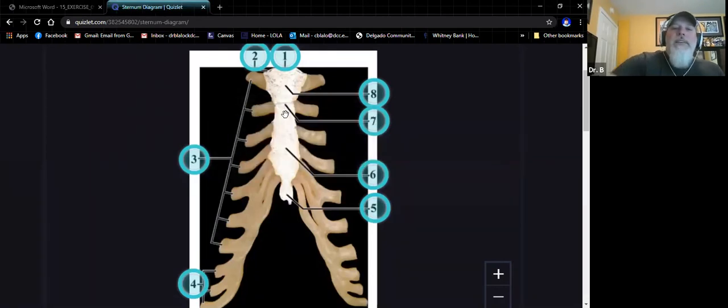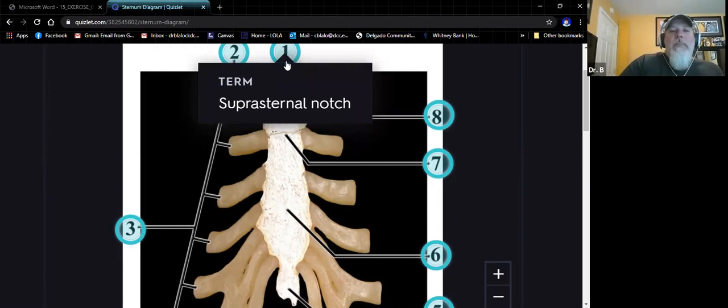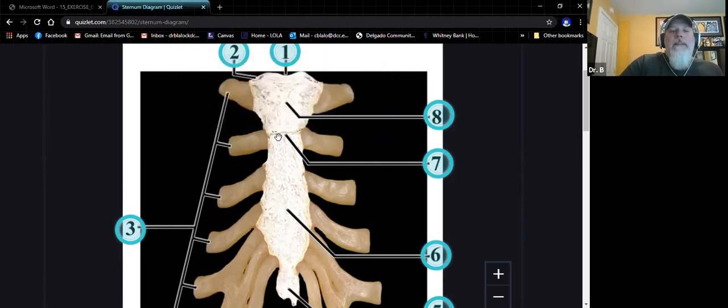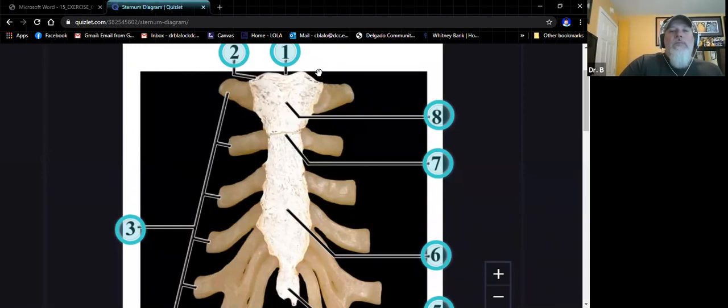At the very top of the sternum, we have this notch right here. That is the suprasternal notch. And then right there and right there is where the sternal end of the clavicle is going to articulate. And so that's the clavicular notch. So you remember when we looked at the clavicle, we said there was a sternal end. This is where it's going to sit, and then it goes out laterally and it articulates out there with the acromion on the scapula.